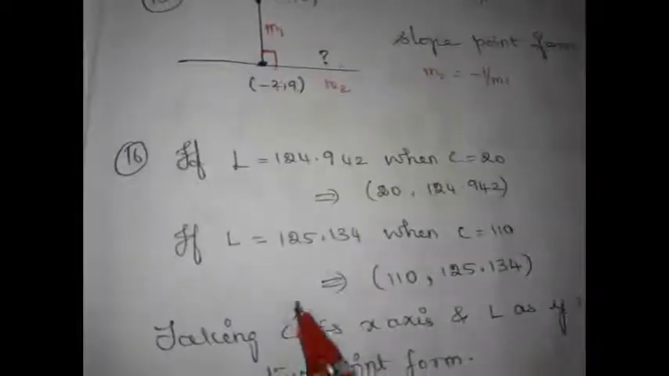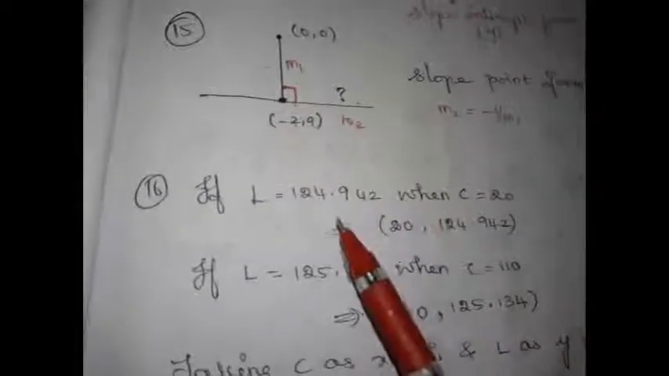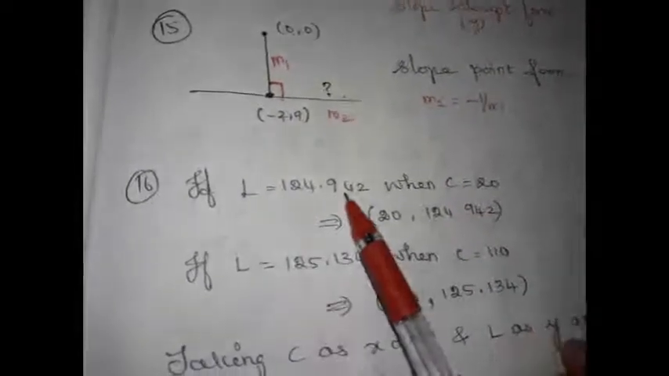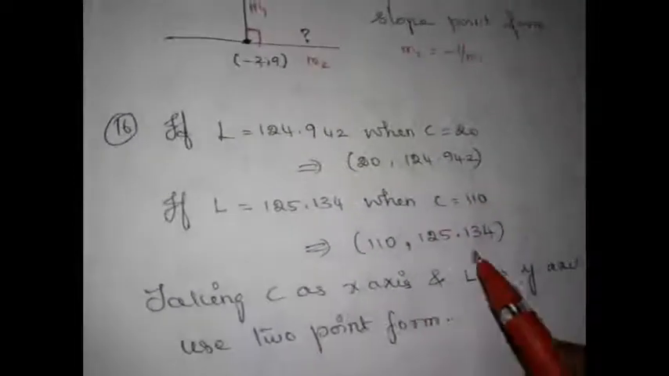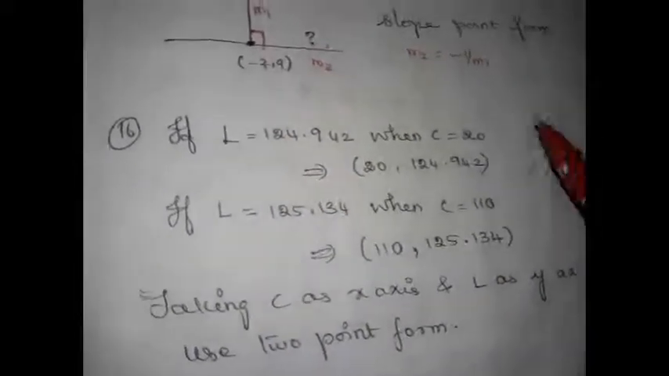Your 16th question: if the length L in centimeters of a copper rod is a linear function of its Celsius temperature. So there is a copper rod, its length is a linear function of Celsius temperature. In an experiment, if L is equal to this when C equals 20, and L equals 125.134 when C equals 110, express L in terms of C. So that's what they asked.